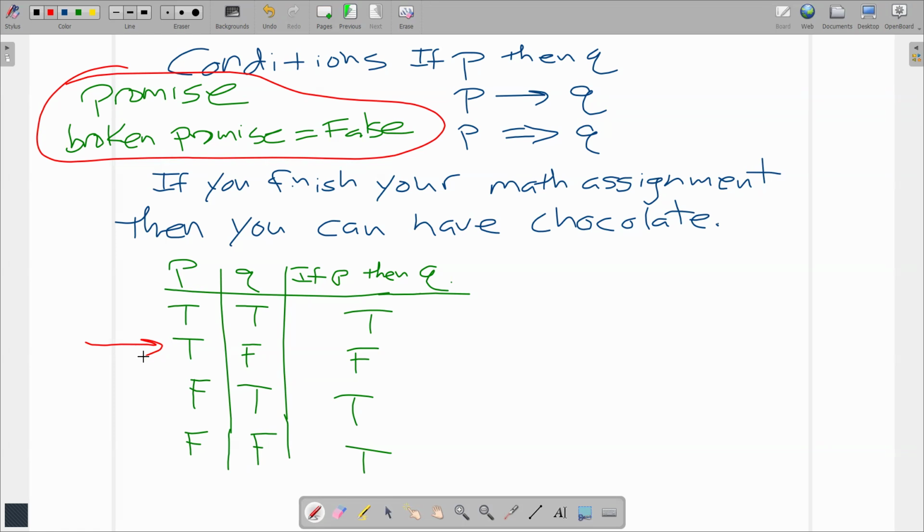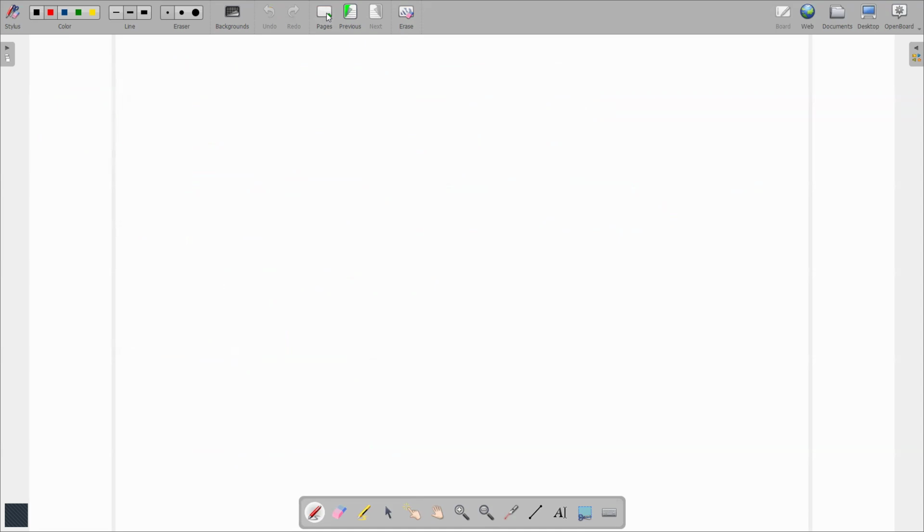And that's the weirdest truth table. Next. We're going to stick with regular conditionals for now.